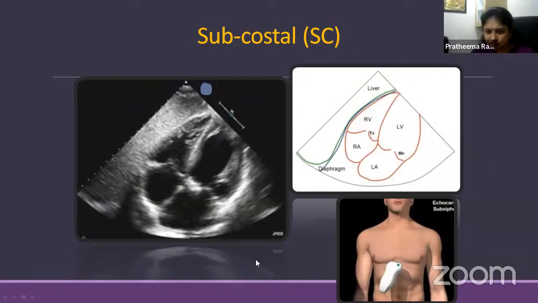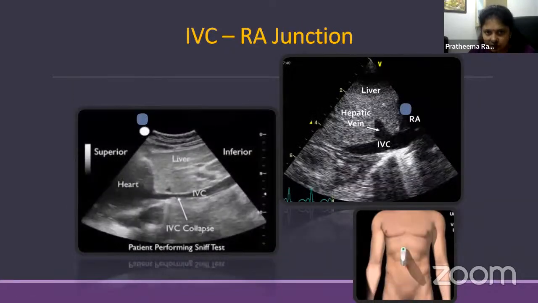Just with this echo probe, we can monitor how much ejection fraction the left ventricle is having, or is there any disturbance to the heart, and is it pumping very well. So this is a very, very famous thing we do in our ICU bedside. We just put the probe in the subcostal region with the probe marker towards the head, towards the chin.